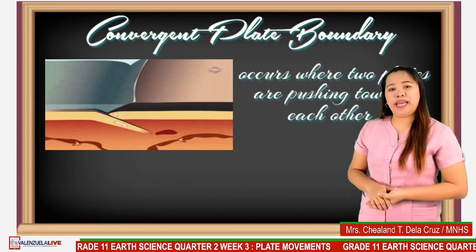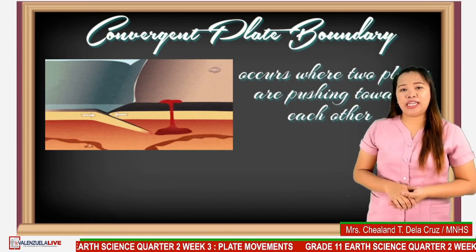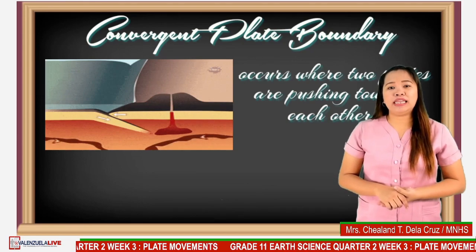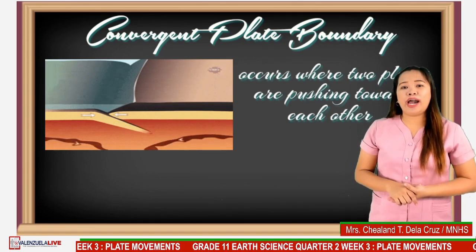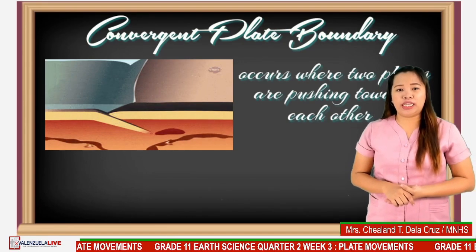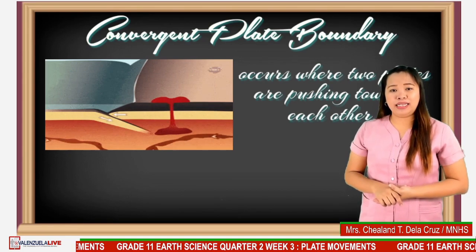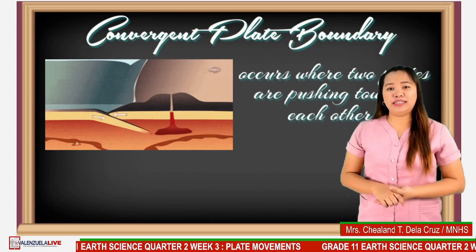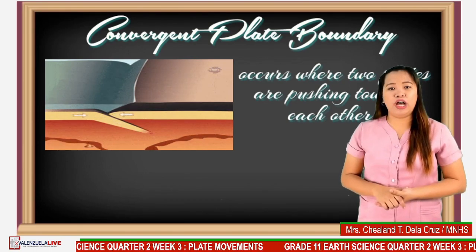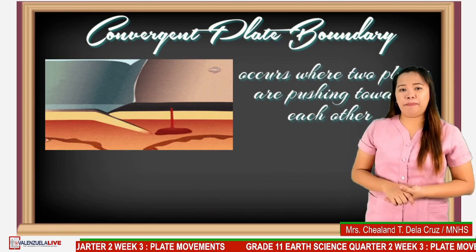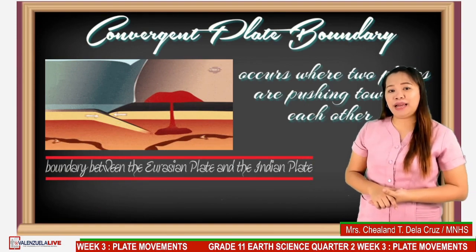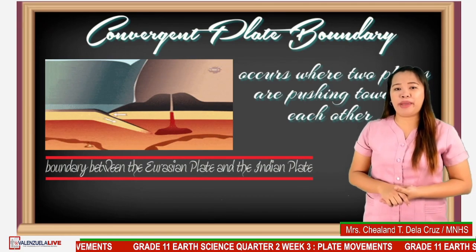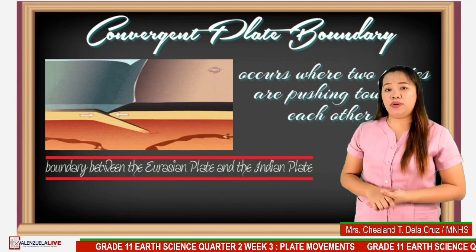At a convergent plate boundary, plates collide with one another. At this type of boundary, continental crust is created while oceanic crust is destroyed as it subducts, melts, and becomes magma. Examples of areas where this type of boundary can be found are the boundary between the Eurasian plate and Indian plate at the Himalayas, and the boundary between the Nazca plate and South American plate along the west coast of South America.